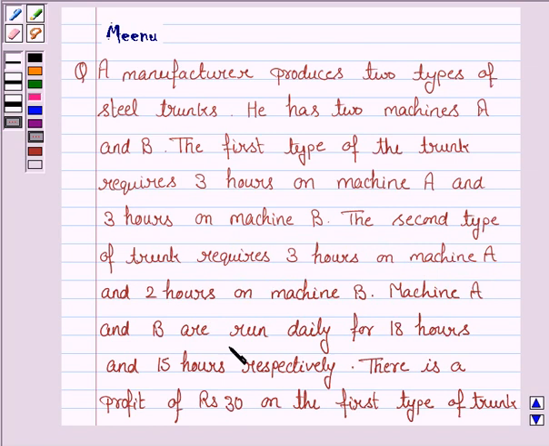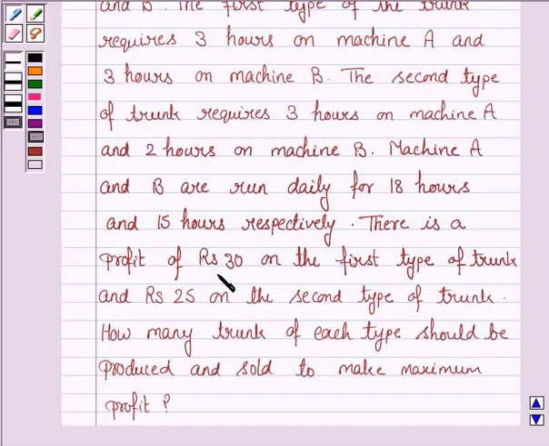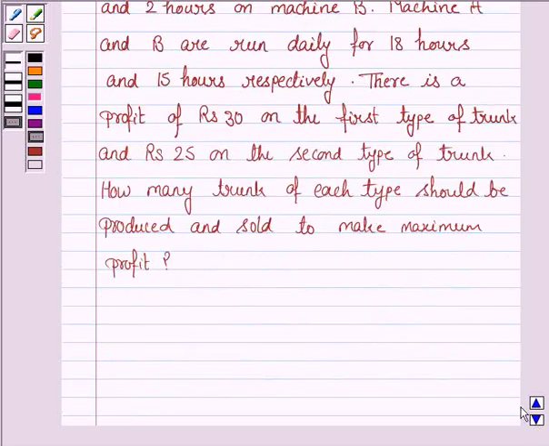Machine A and B are run daily for 18 hours and 15 hours respectively. There is a profit of rupees 30 on the first type of trunk and rupees 25 on the second type of trunk. How many trunks of each type should be produced and sold to make the maximum profit? So let us now move on to the solution.